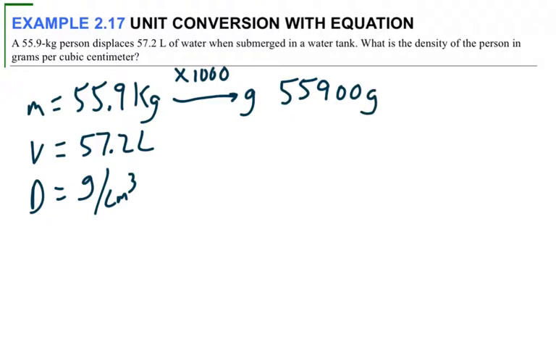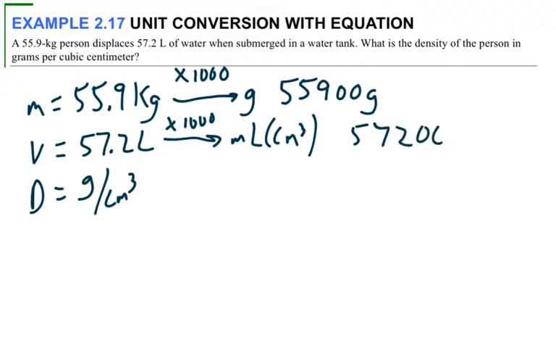And then the liters on the bottom here, you want to convert to milliliters because it's the same as a cubic centimeter. And to go from liters to milliliters, you're also going to multiply by 1,000. You're going to move it 3 spaces to the right, and you end up getting 57200, and it's milliliters, but it's the same as a cubic centimeter.